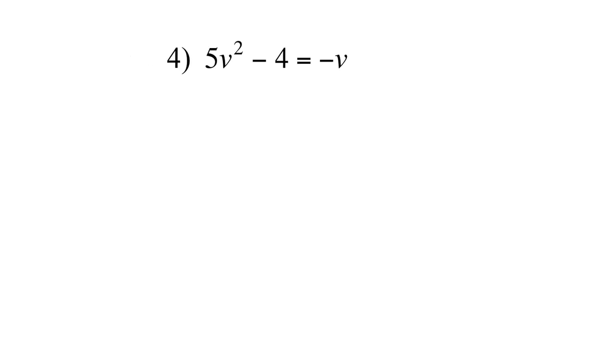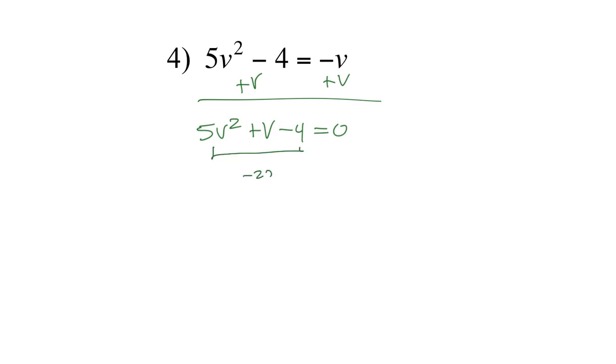Okay, number 4. Again, first step, I'm going to leave 0 on one side, so I'm going to add the v on both sides. So I got 5v squared plus 5v minus 4 is equal to 0. V squared is positive, and I have the 0 on the right side. It's in standard form, and I don't have a common factor. Now, because a is different than 1, I've got to do the box method. It's the easiest way to solve it. So I'm going to multiply 5 times negative 4. That's negative 20v squared. Now I'm going to do the box.